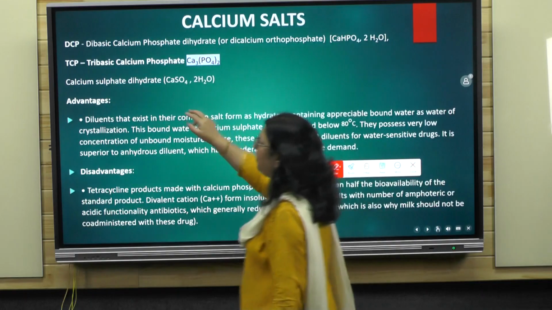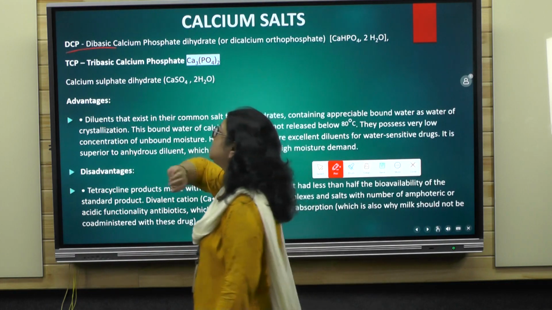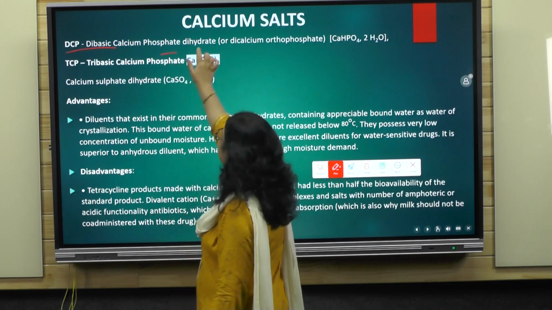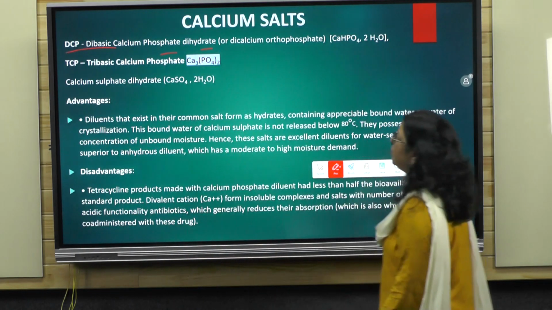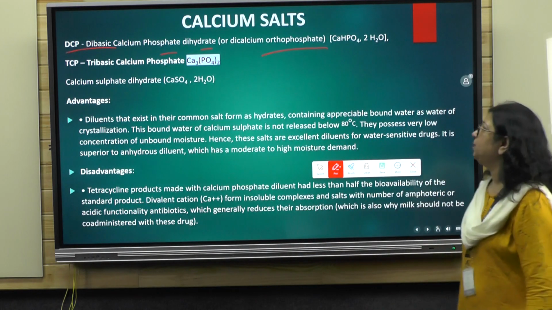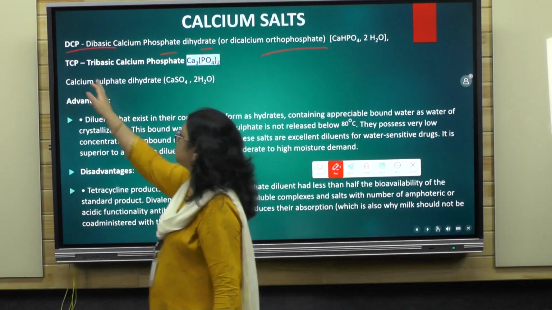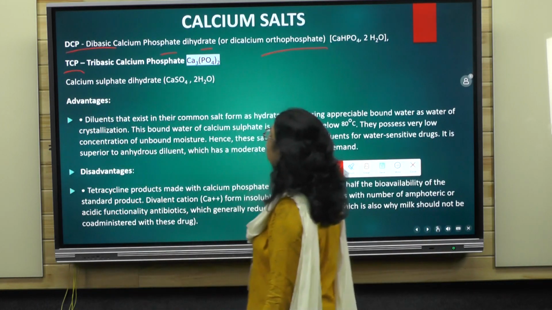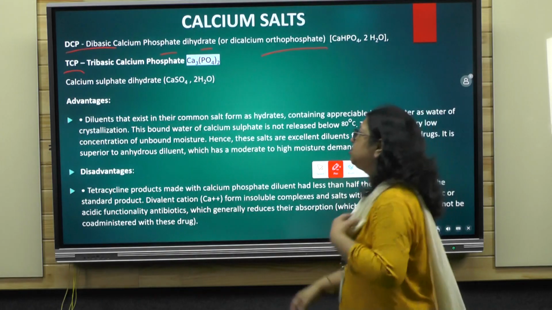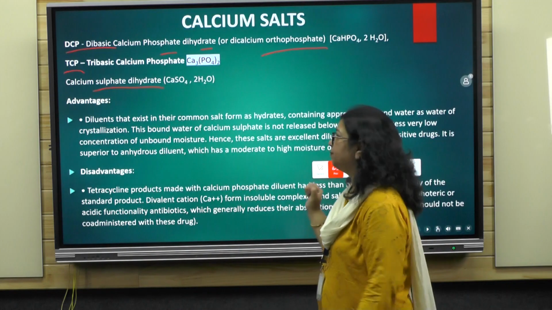First one is DCP, which is mostly used with the name of DCP. It is dibasic calcium phosphate dihydrate, also known as dicalcium orthophosphate, and the formula is CaHPO4·2H2O. TCP, tricalcium phosphate, formula is Ca3(PO4)2, and calcium sulfate dihydrate, CaSO4·2H2O.